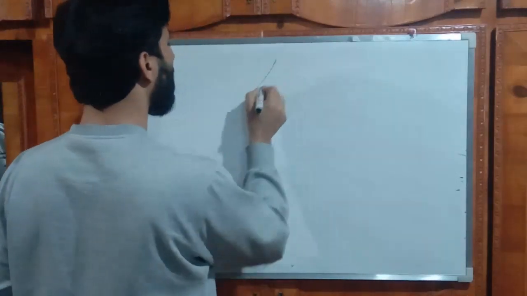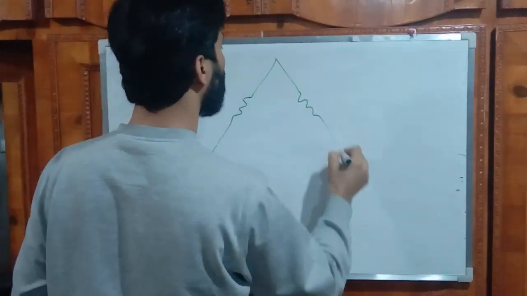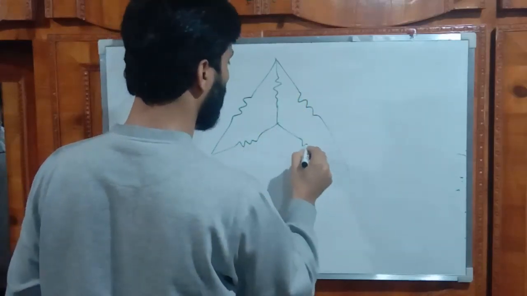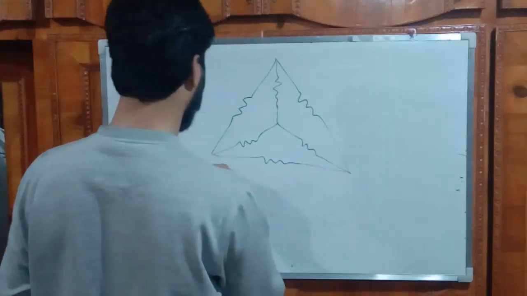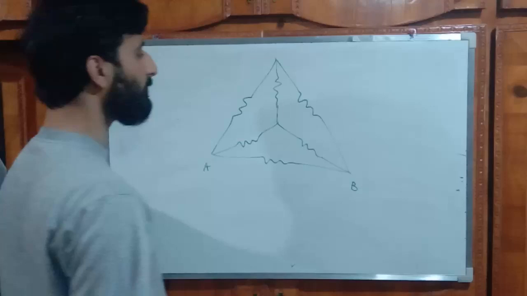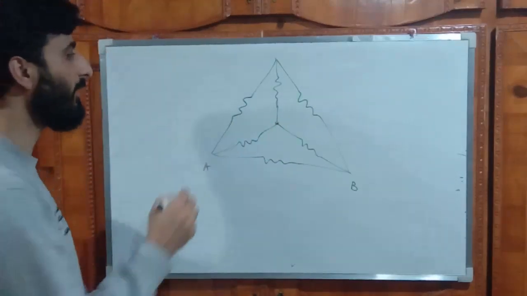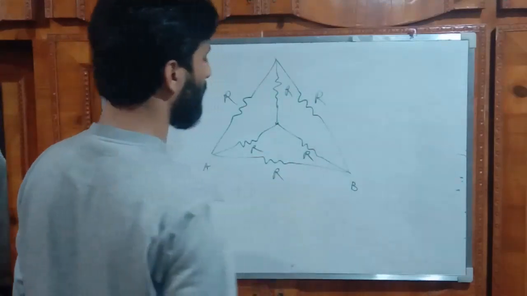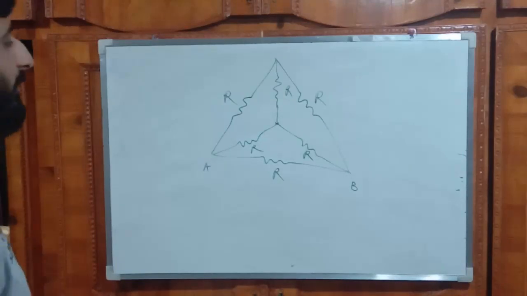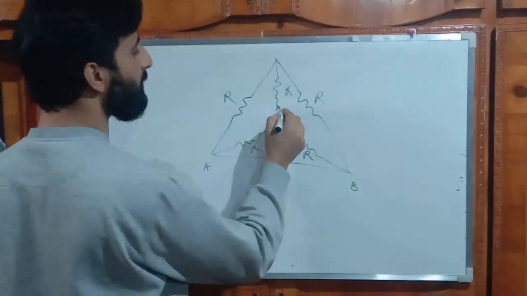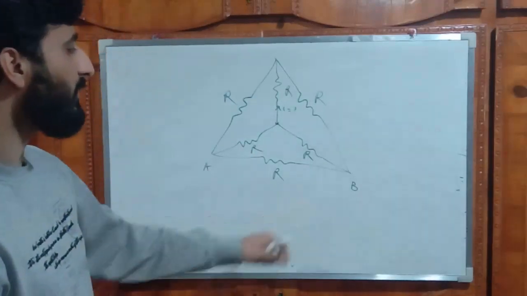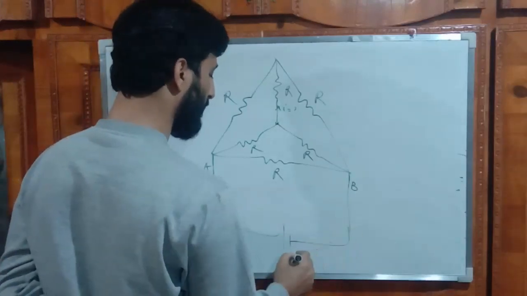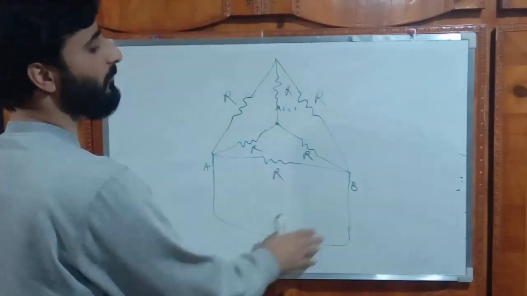Let's move on. If we have a question like this, and all these resistors are R, and if we are asked to find the current through this resistor, now see, we have to find the resistance between A and B. It means we can assume that we are applying some voltage across these two.